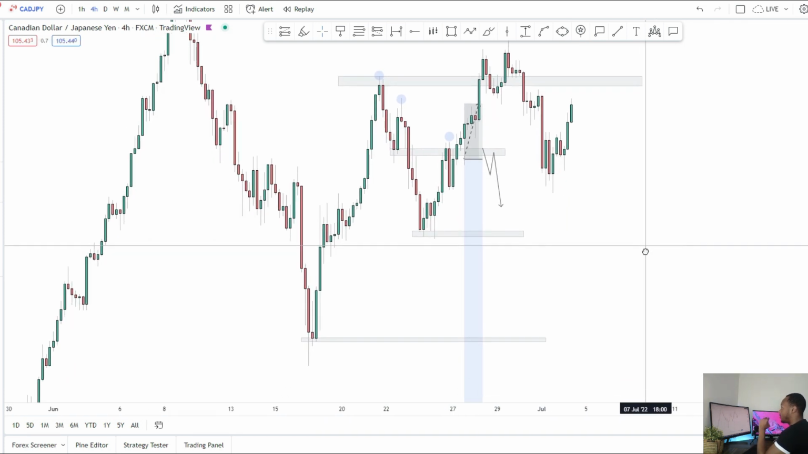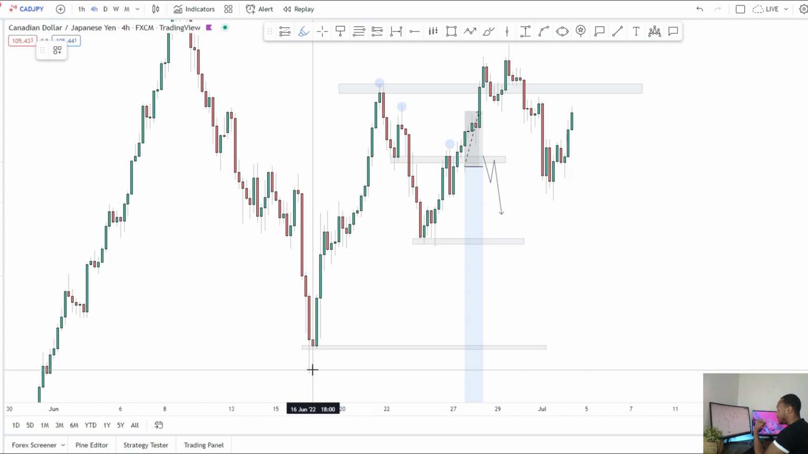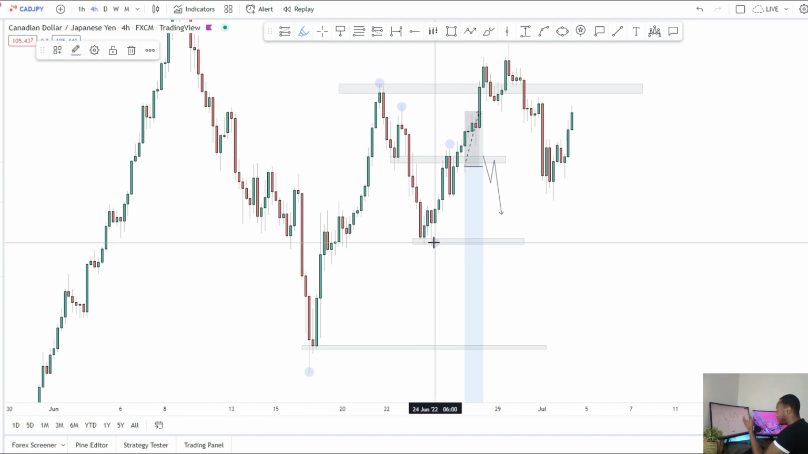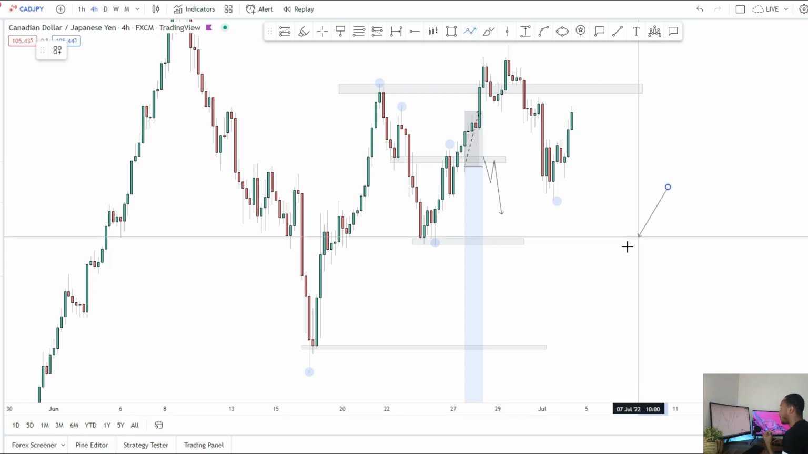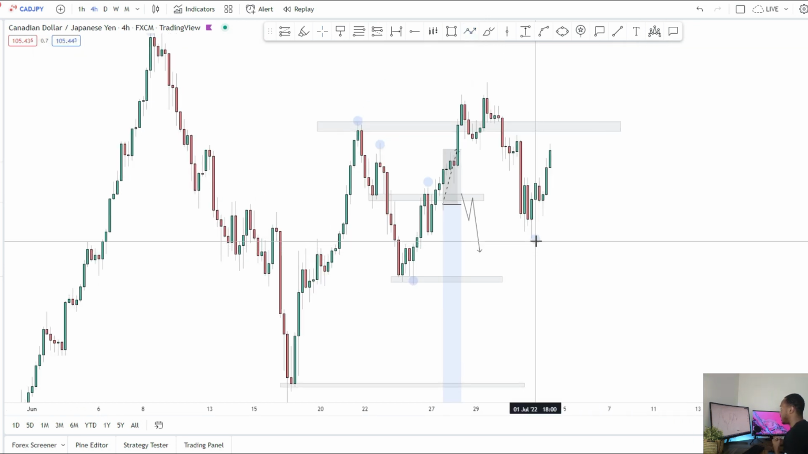But I do have to be careful. Reason being, the market is still printing higher lows. As you can see, one there, the second one there, and potentially could be a third one there. So I have to be careful. So what I'm looking for is, I didn't mean to do that. What I'm looking for is one more drive to the upside.